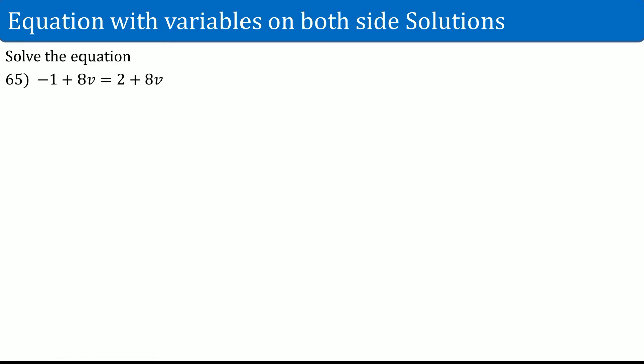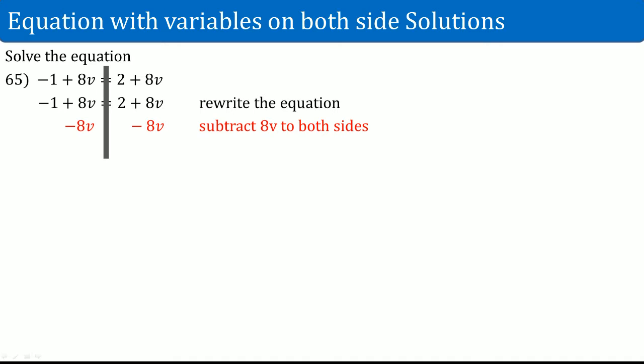65. Negative 1 plus 8b equals 2 plus 8b. Rewrite the equation, draw a line straight down. You want to move the smallest variable. What is smaller, 8b or 8b? They're the same, so subtract 8b. 8b cancels out, 8b cancels out. What do you have left over on the left-hand side? Negative 1. Right-hand side, 2. Is negative 1 ever equal to 2? No. You would say no solution. Okay, we're going to talk about this later on Tuesday and Friday.